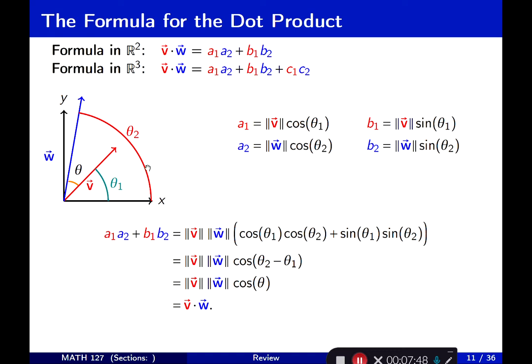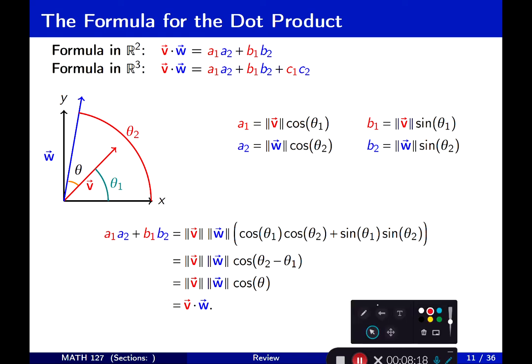With the description that cosine of theta 2 minus theta 1 is just cosine theta, we just proved that A sub 1 times A sub 2 plus B sub 1 times B sub 2 is equal to the dot product of V times W. So here's the usage, and not necessarily always, but this formula, the one that uses the coordinates to find the dot product, is the one that we normally use to find the actual value, the scalar that is the dot product.